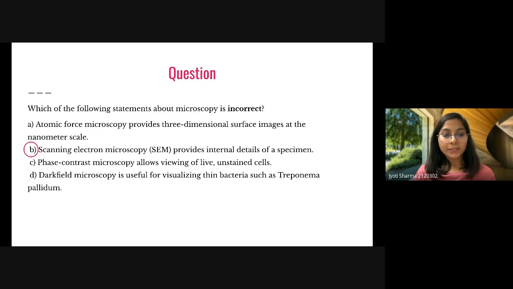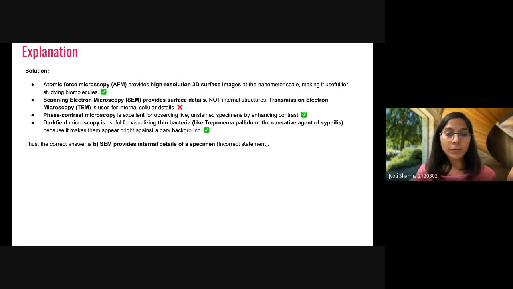So the incorrect statement is about the scanning electron microscopy. As in the last question, we discussed that the transmission electron microscope gives you the internal detail of the specimen, but the scanning electron microscope gives you just the surface detail of the specimen, right? Here also I have the explanation. The scanning electron microscope provides surface detail, not internal structure. But transmission electron microscopy is used for internal cellular detail. So that's why this is the incorrect statement.